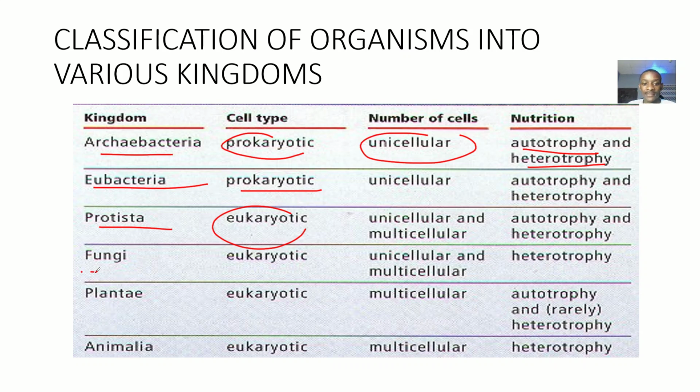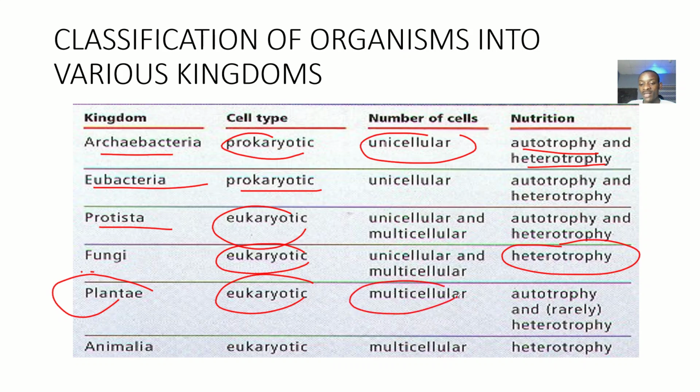Then fungi. Fungi are eukaryotic type of cells, right? The number of cells could be one or many. Nutrition is purely that they depend on other organisms for food, so heterotrophic. Then kingdom Plantae. These ones are eukaryotic. The number of cells, they are multicellular. Nutrition is autotrophic.